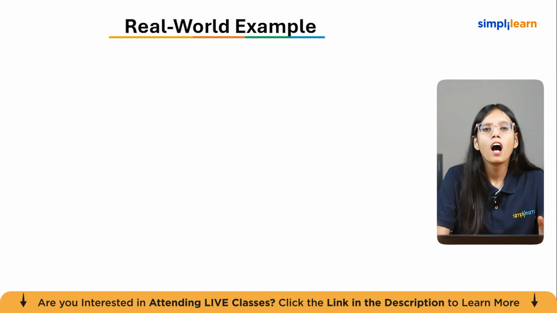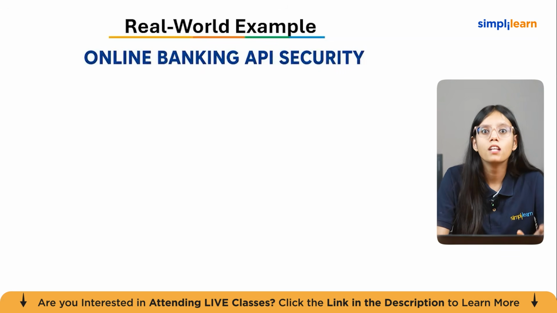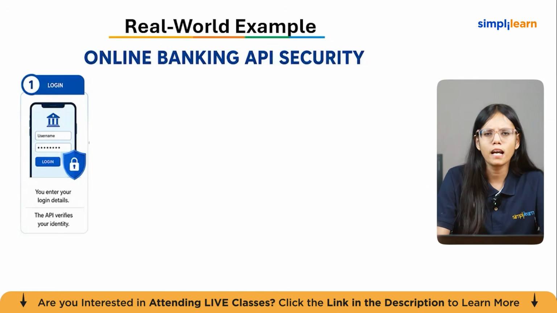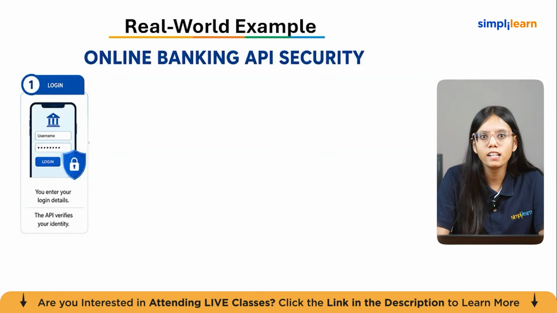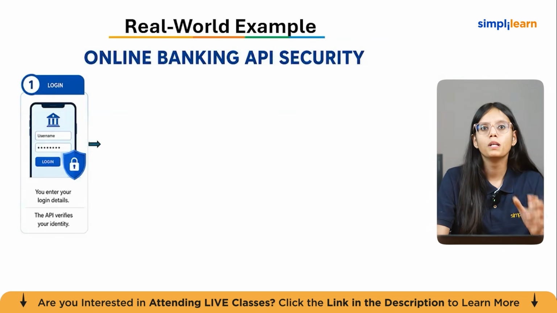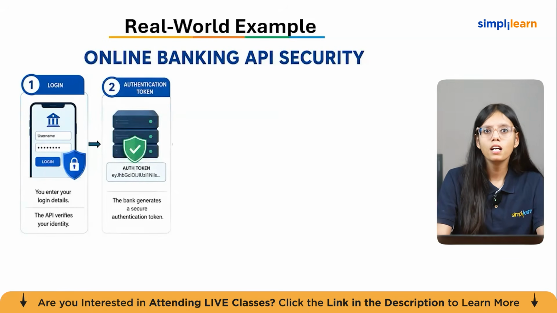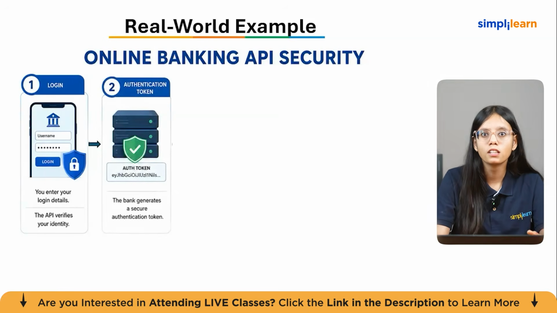Now let's connect how we are successfully able to log into our banking details. See, you open your banking app and check your account balance. The process looks like this. Step 1. You enter your login details, then the API verifies your identity. Step 2. The bank generates a secure authentication token. Step 3. Your app sends a request, that is, show my account balance.